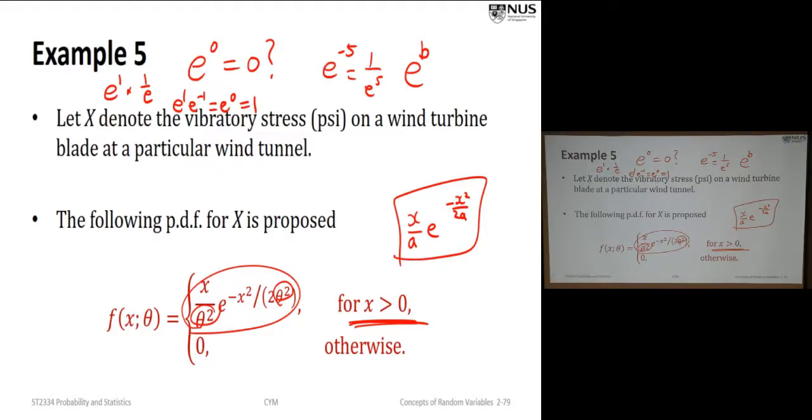what I'm trying to say is that this part is always bigger than or equal to 0. Bigger than 0, in fact. Then this part is also bigger than 0, because x is bigger than 0. Now you can see why we write it as theta square.